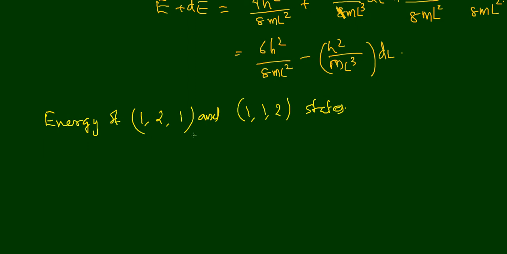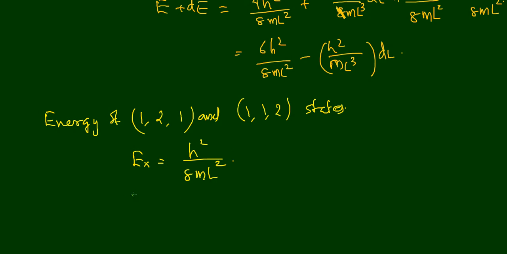And in this case, Ex is equal to h² divided by 8ml², because nx is equal to 1. So Ex is equal to h² divided by 8ml². Okay, and therefore, what will be the value of dEx?